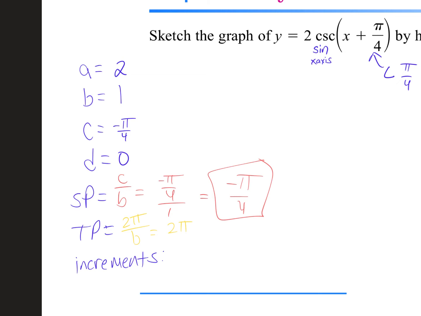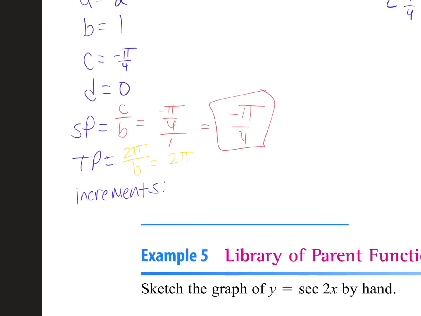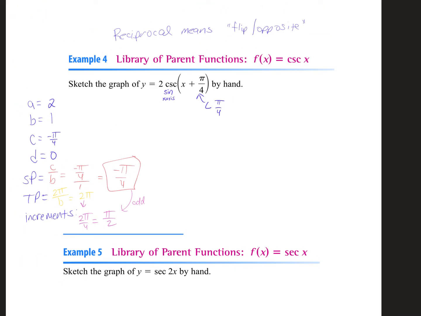Why is it important to find the time period? What do you have to do with that? You have to divide it by 4. 2 pi divided by 4 gives me my increments. How much am I adding? How far away is each point? Pi over 2. So you're going to add pi over 2 each time. Now, nothing that we just did is different from yesterday, right? Correct. Okay, so let's get it all set up.